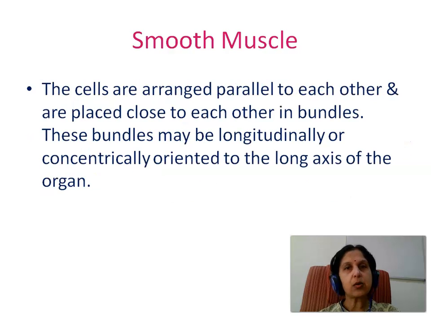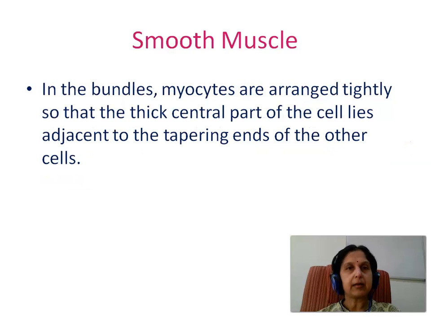The cells are so arranged that they are running parallel to each other and are placed close to each other in the form of bundles. And these bundles may be longitudinally or concentrically oriented to the long axis of the organ. In the bundles, the myocytes are arranged tightly so that the thick central part of the cell lies adjacent to the tapering ends of the other cells. Thus, there is close packing of the myocytes to give rise to a sheet or a bundle of muscle fibers.